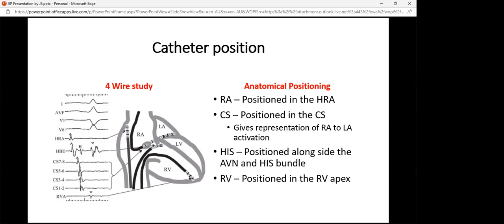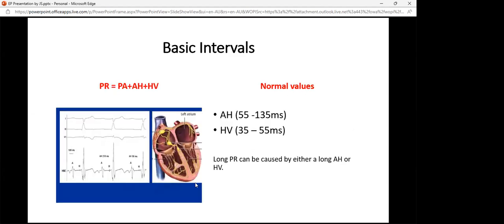The third one we put in is a very important His catheter. That gives us not just our landmarks of where the His AV node junction is, but it also gives us some very important signals that we'll touch on in a moment. And it's important that when we measure these signals, we understand what's going on with them. The fourth catheter we use is an RV catheter, which we put in the RV apex, which we use to pace the ventricle. And we use that again as a diagnostic tool as we move forward.